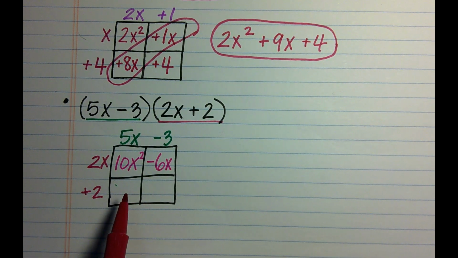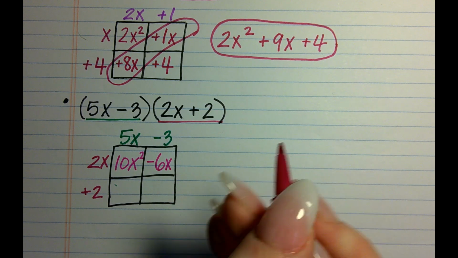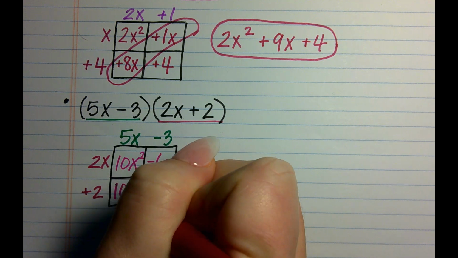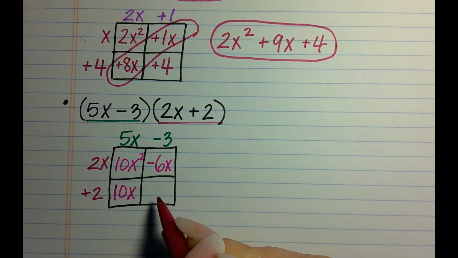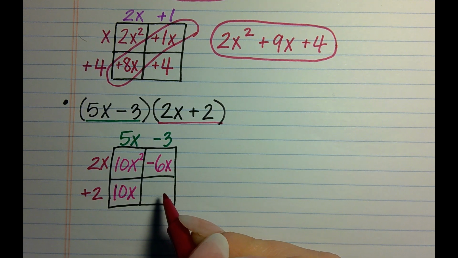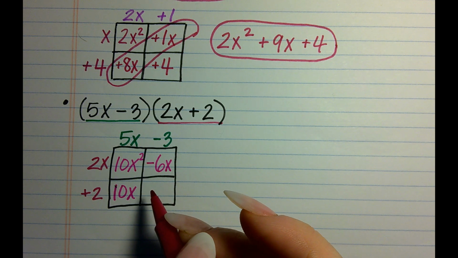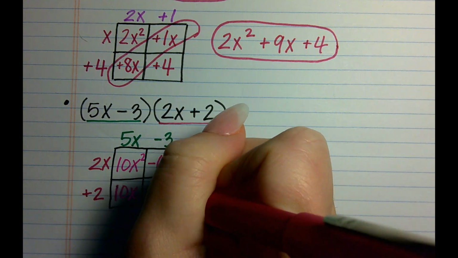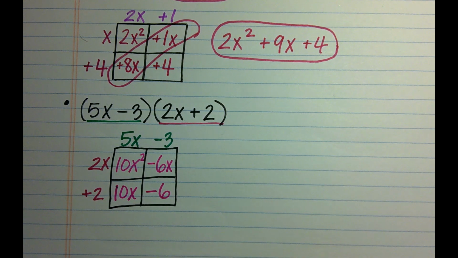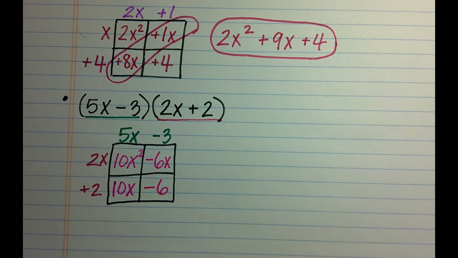What do I multiply down here? 2 times 5x, which is 10x. And last but not least, 2 times negative 3, which is negative 6. Good. Perfect. Okay, so we have multiplied all of our terms.